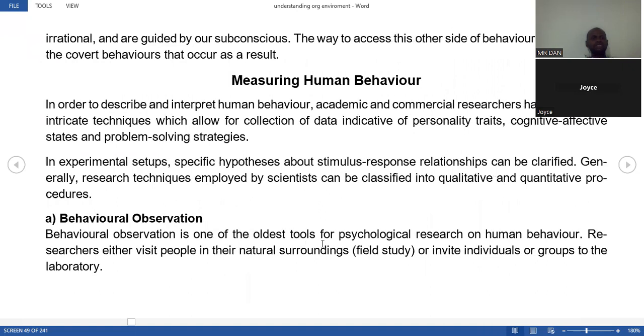So how then do we measure human behavior? We can measure human behavior by way of observing their behavior. And that is called behavioral observation, where you look at people and how they behave, and then you can come up with a conclusion based on the experiment that you've done. Or sometimes you can visit people in their natural surroundings, maybe in a field study, or invite individuals or groups to the laboratory where you start by testing them and coming up with conclusions on their behavior.